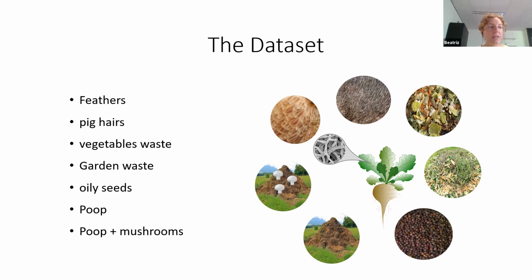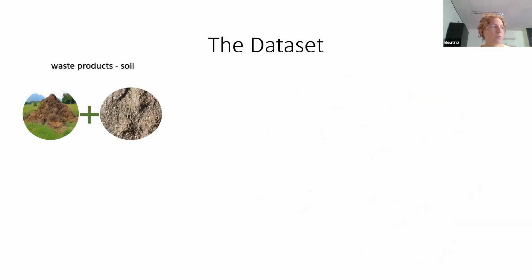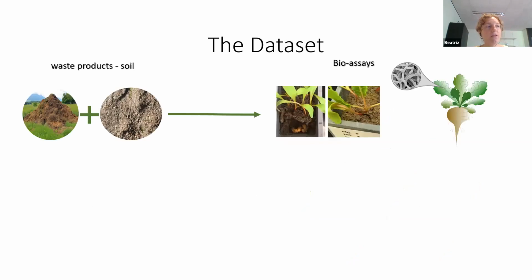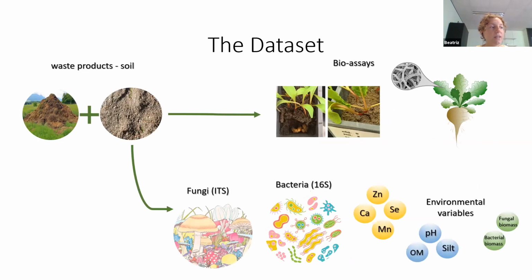We tested them all against Rhizoctonia solani disease in sugar beet plants. So that's what we did. We mixed them with agricultural soil. We tested them in biosafe conditions in the greenhouse and saw how Rhizoctonia solani disease was advancing in these plants. And we also analyzed the fungal and bacterial community on those amendments, and we measured all kinds of environmental variables. So we had quite a broad and huge data set to handle.